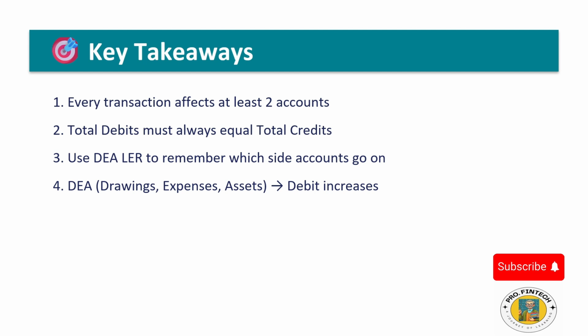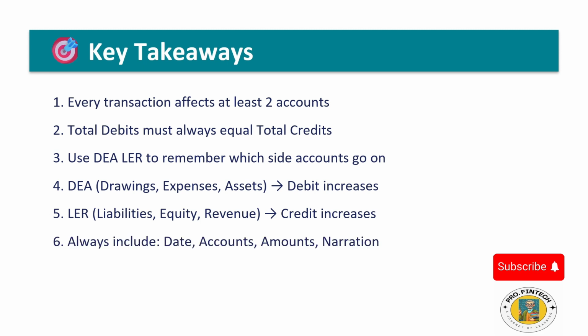DEA accounts, drawings, expenses, assets, increase with debits and decrease with credits. LER accounts, liabilities, equity, revenue, increase with credits and decrease with debits. Always include 4 components: date, accounts, amounts, and narration. Never skip any of these. If you understand these 6 points, you already have a solid foundation in journal entries. Give yourself a pat on the back.